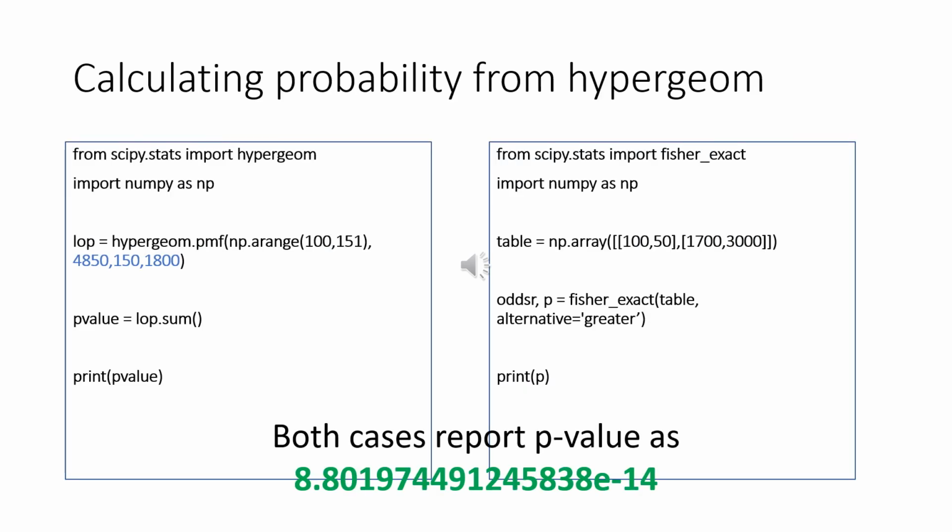Here is the Python code as I promised in the start of the video. The left side shows how you calculate this probability using the hypergeometric function. The right side shows how you can do the same thing using the Fisher exact library called directly. Right? I would advise you to pause the video and check what is going on. It's just very simple. You can code it yourself in Python and check, and both the cases report the same p-value, which establishes that the hypergeometric distribution is a fundamental base of the Fisher exact test.